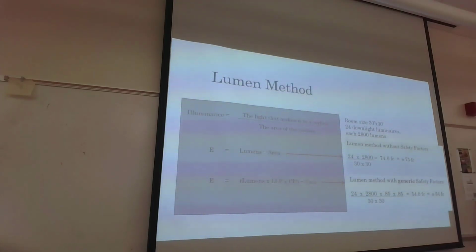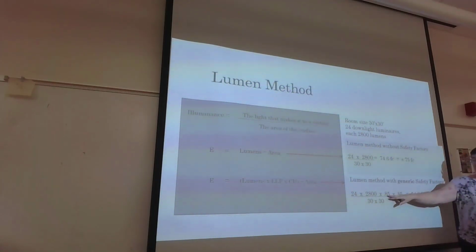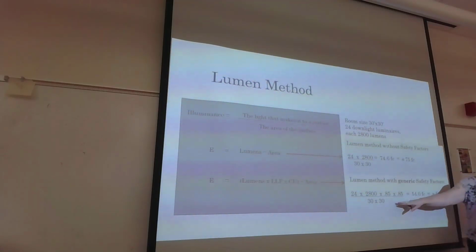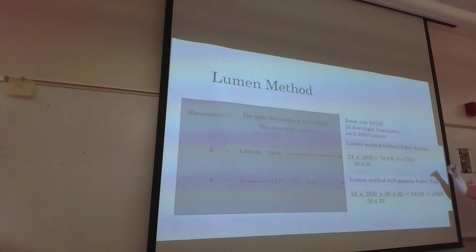Pretty bright. Okay. Now let's try the safety factors. And for our class, we're going to use those generic numbers. So I did tell you downlight luminaires, right? So we're going to use the 85% coefficient of utilization. And we are using the generic light loss factor of 85%. Okay. So you take your same number of lumens multiplied by these two safety factors, divide by the area of the room, and we get about 54 foot candles. So you can see that this would be the ideal number, but in the real world, you actually get quite a bit less. So a fairly big drop.